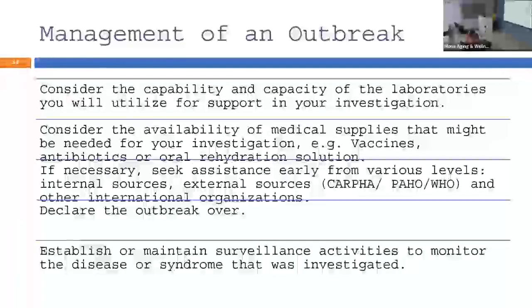There was a point when WHO said it's no longer a public health emergency of international concern. But WHO didn't actually say the outbreak is over. No, I don't believe we said that. So they're politically correct. Well, when there is good news, I think we can say it.